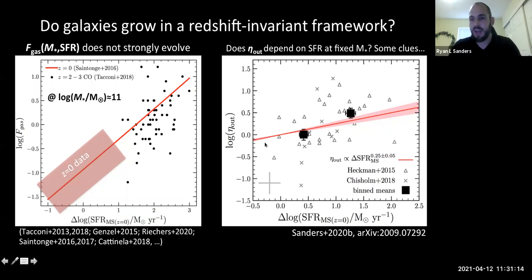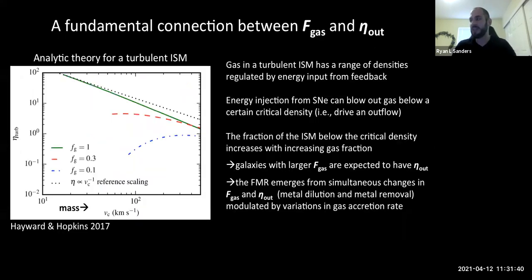The red line that I plotted on here is the correlation between these properties that we would need to have a non-evolving eta out as a function of mass and star formation rate, which is essentially consistent with the preliminary correlation we see among the redshift 0 data in this parameter space. So that's quite interesting, and it might indicate that this is actually the case. And I'll just quickly mention that there is some theoretical work that has suggested this is the case as well. And it suggests a fundamental connection between the gas fraction and the mass loading factor that would explain why these things don't evolve with redshift.